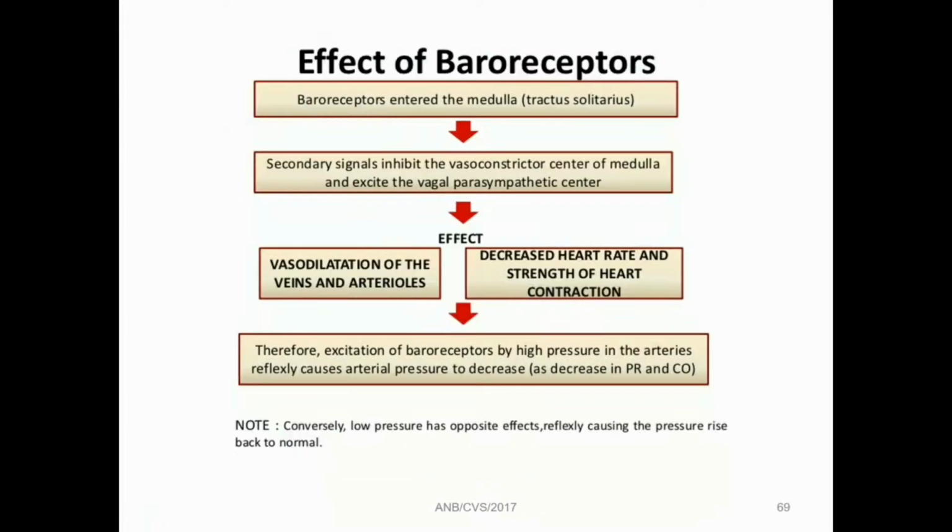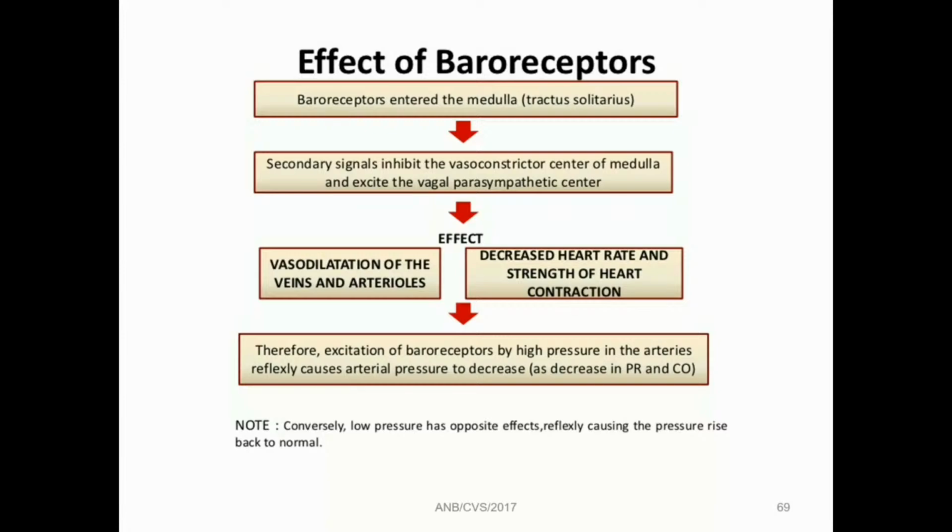In short, what is the mechanism? Baroreceptor afferent fibers enter the medulla, the tractus solitarius. The secondary signals inhibit the vasoconstrictor center of the medulla and excite the vagal parasympathetic center. Just try to understand the second step. When the blood pressure increases, what happens? The baroreceptors send inhibitory impulses to the vasoconstrictor center of the medulla, and it will excite the vagal parasympathetic center, the cardioinhibitory center.